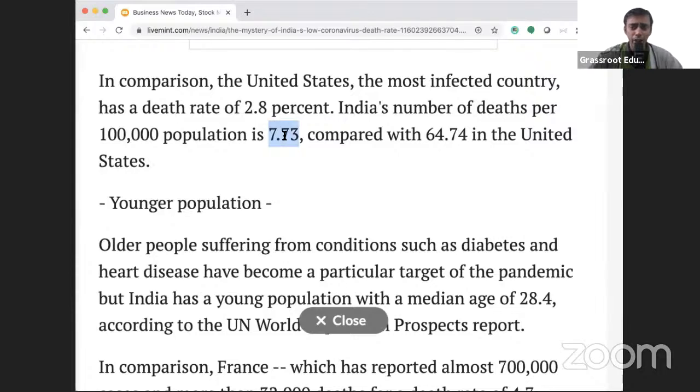Did you understand this? Just type understood in the box if you're able to understand this comparison. In India, the number of people losing their lives is 7.73 out of 1 lakh people, whereas in the US it is 64.74. So considerably higher, right? Almost 9 times this figure.